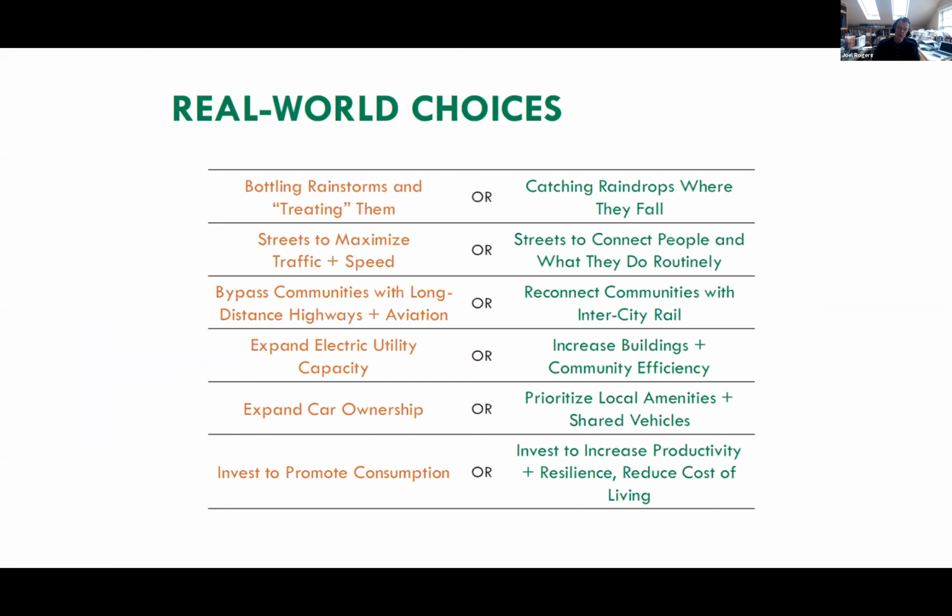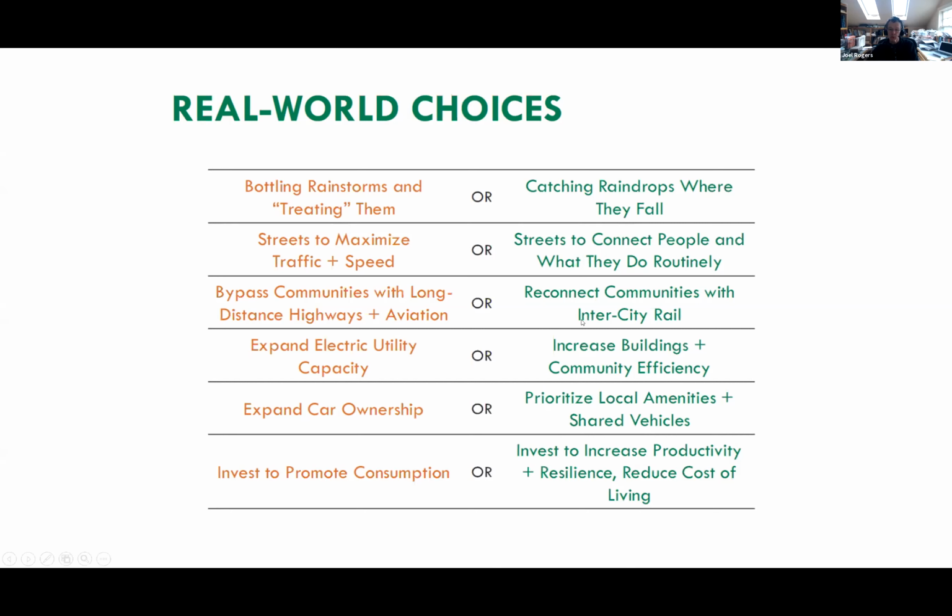And most communities make the wrong choices in terms of sustainability and efficiency. Instead of catching raindrops where they fall, they bottle the rainstorms, put them in the sewers, and treat the sewers, which accumulate all this waste. They try to increase the number of streets they have to maximize traffic and speed rather than connect people to what they do routinely. They often bypass communities with long-distance highways and aviation rather than connecting them in more efficient ways. This is energy and transportation as a focus.